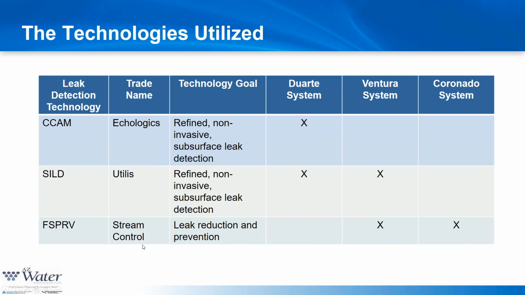Here's a quick breakdown of the various systems we looked at. The technology on the left, the trade names, we've got Ecologics, Utilis, and Stream Control. Utilis and Stream Control are out of Israel. Ecologics is here; they were bought by Mueller. Some of the goals of the different technologies and where we deployed the system: there are three systems that California American Water offered up to us. There's Duarte in East LA, Ventura in East LA, and then Coronado down in Imperial Beach, just at the very tip of California.